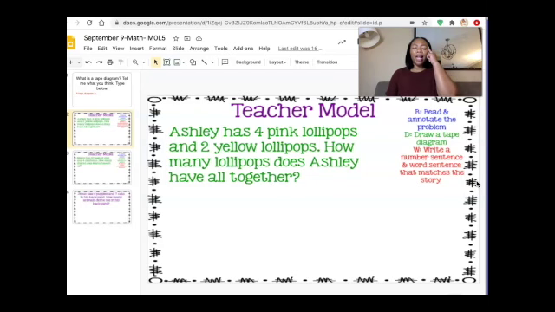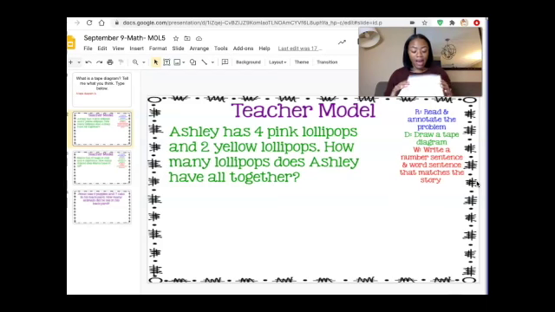So now I'm creating a picture in my mind. I know that Ashley has some lollipops. I know that 4 of the lollipops are pink and 2 of the lollipops are yellow. But I don't know how much she has altogether, and I need to figure out how many lollipops Ashley has altogether. All right, so now I'm ready to annotate.